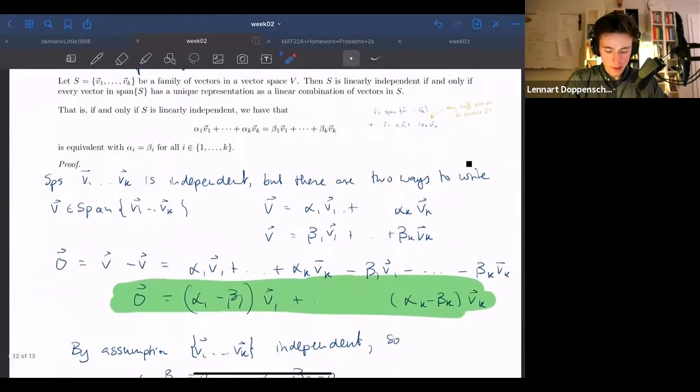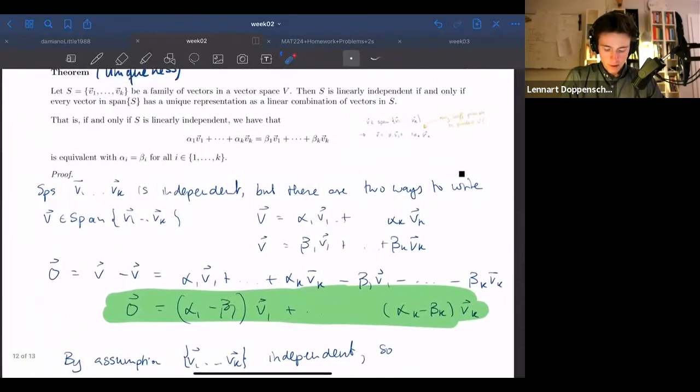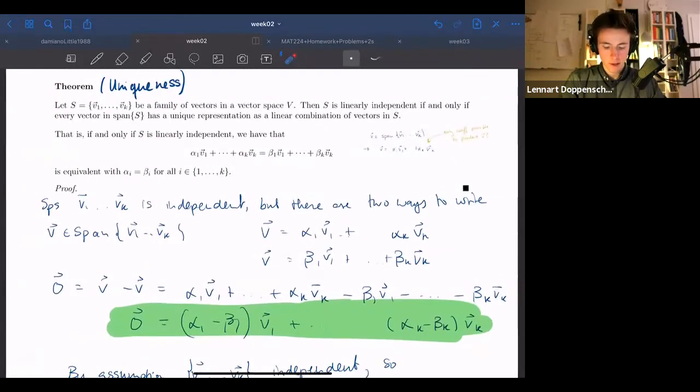How do we see this? Well, we first suppose for the forward direction that v1 to vk is independent, and we assume the opposite of what we're trying to show. That is to say, we're assuming the opposite and then showing that this is a contradiction, and then we know that the direction is proven. So we assume that v1 to vk is independent, but for some vector v in the span, there are two ways to write this in terms of v1 to vk as a combination. So this may be the first one, and this is the second one.